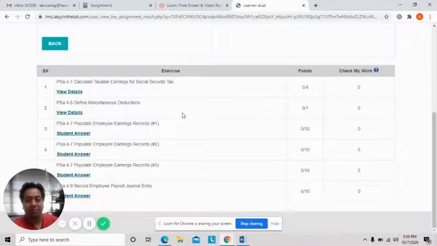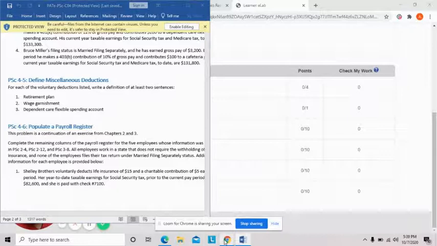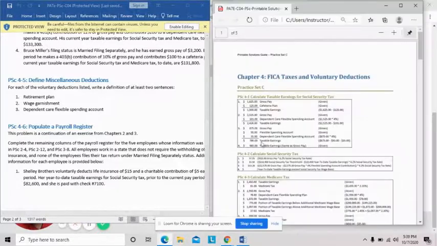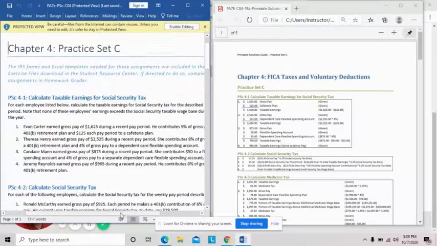And I won't be having you do the payroll register, but in 4.9 you'll be recording the employee payroll journal entry. So for 4.1, let me pull that up. All right, so in 4.1, what you need to do is calculate the taxable earnings. You'll be given different situations.